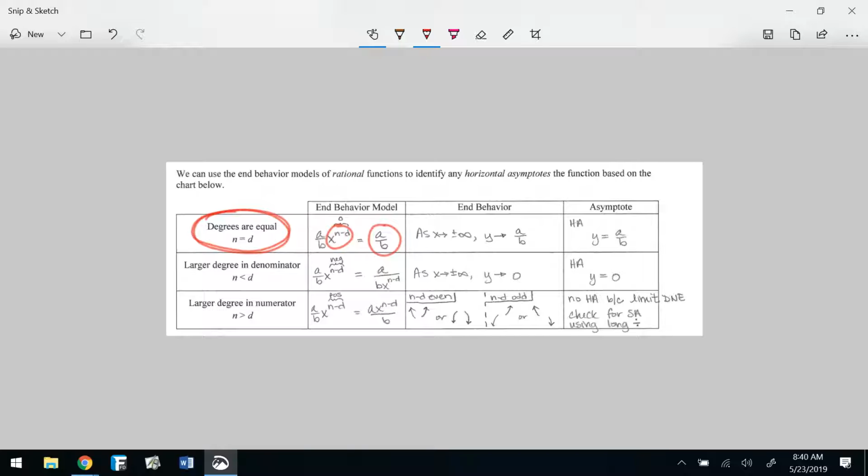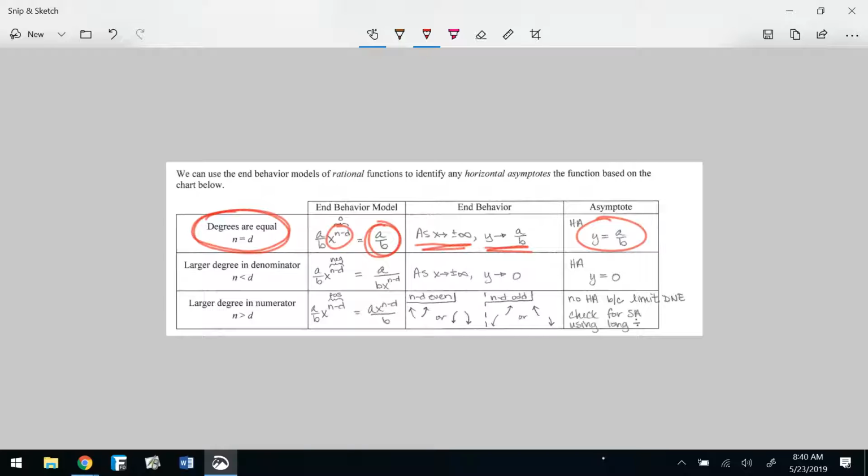Now, if you have an end behavior model that equals a specific value, then as x approaches positive or negative infinity, we say that y approaches a over b. Thus, there is a horizontal asymptote of y equals a over b.